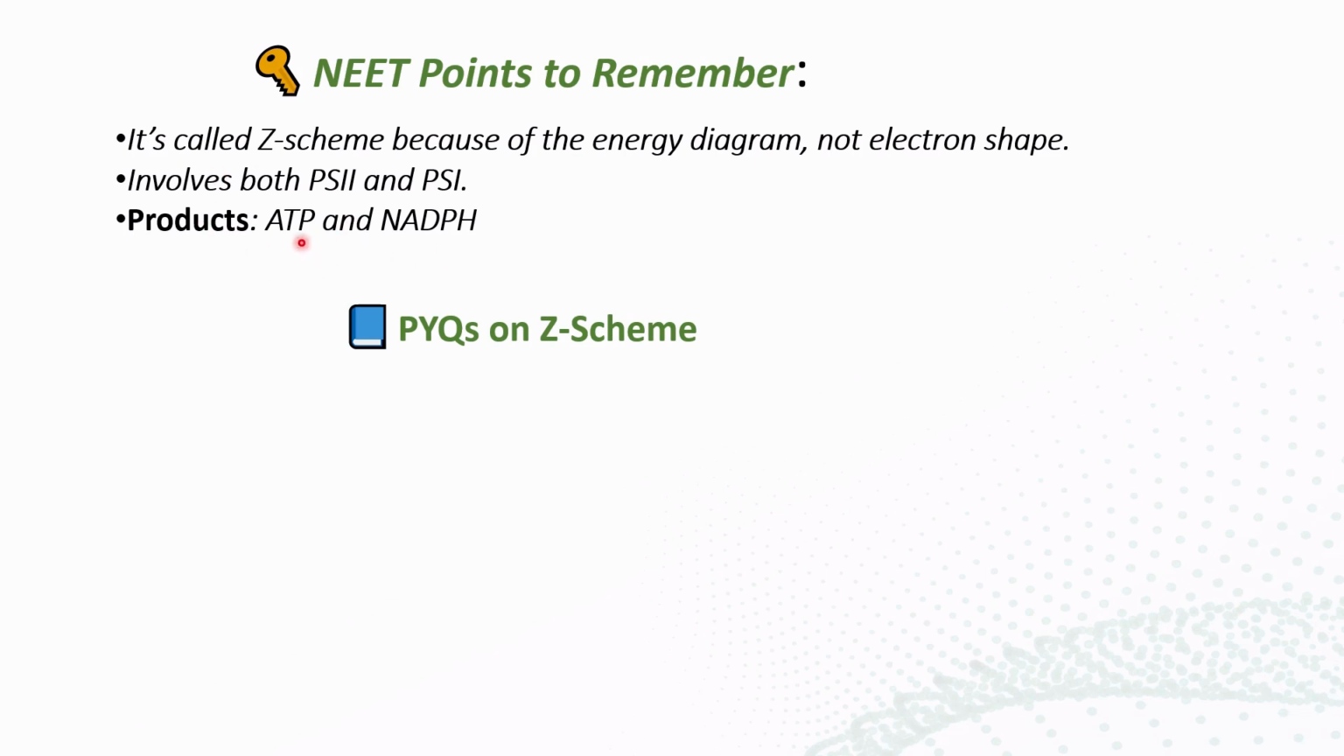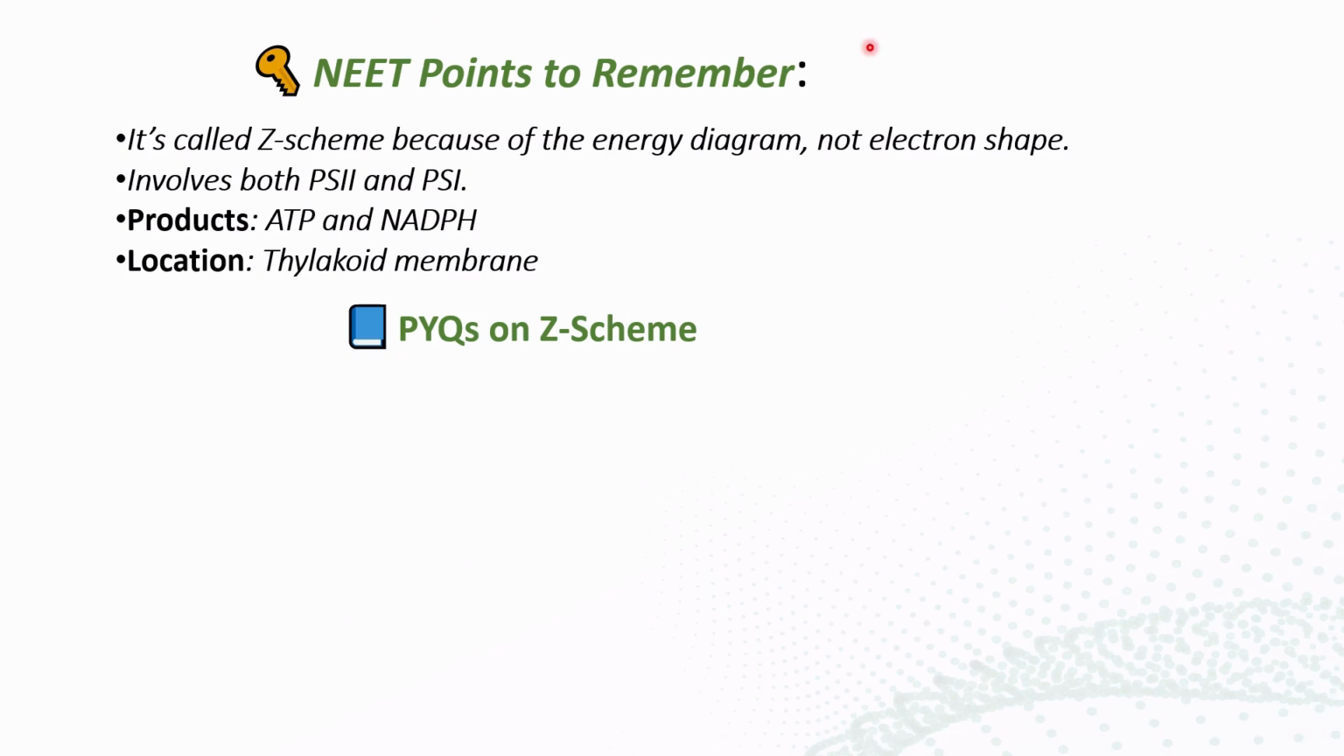ATP is formed in the light reaction process. So in the Z scheme, when we go deeply, you can see the formation of ATP also. Another thing you have to remember is that it happens in the thylakoid membrane itself. Why? Because the photosystems are present in the thylakoid membrane of the chloroplast. That's why this Z scheme happens in the thylakoid membrane itself. So this is the topic of the Z scheme and how the electrons flow in a zigzag manner.